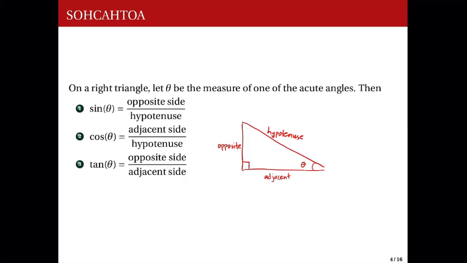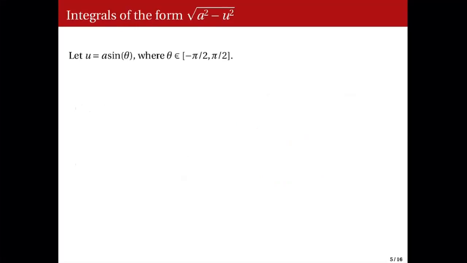First, let us consider integrals of this form, the square root of a squared minus u squared. If you see something like this as an integrand or a portion of the integrand, you may use this substitution. In here, a is a constant, and particularly, we assume a to be positive. And u is a function. So when you see this, this is the substitution that you will do.